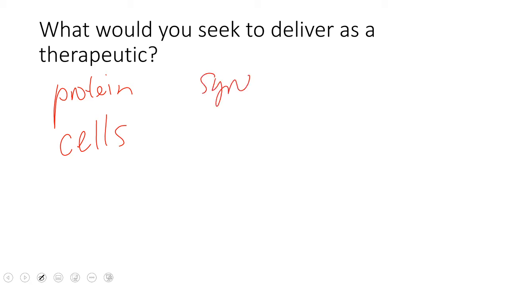Yeah, so would that be a protein? So we could put protein, because some proteins don't normally cross the blood-brain barrier. Neither do cells. Sometimes you can deliver cells. You can deliver compounds, synthetic and natural compounds.